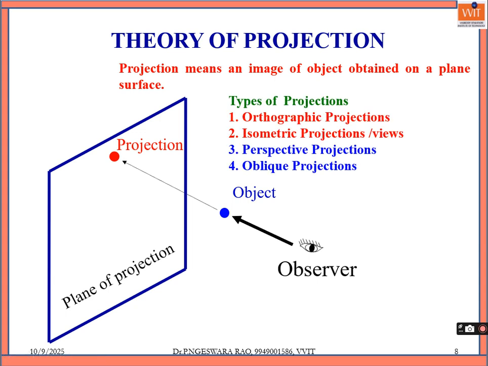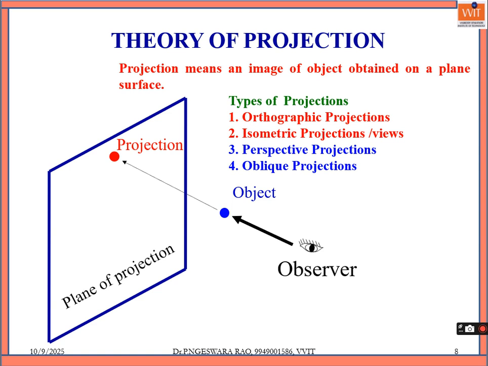Generally we have these types of projections: orthographic projection, isometric projection, perspective projection, and oblique projection. These are the different techniques, different methods of projection, in which we can show the image of any object.